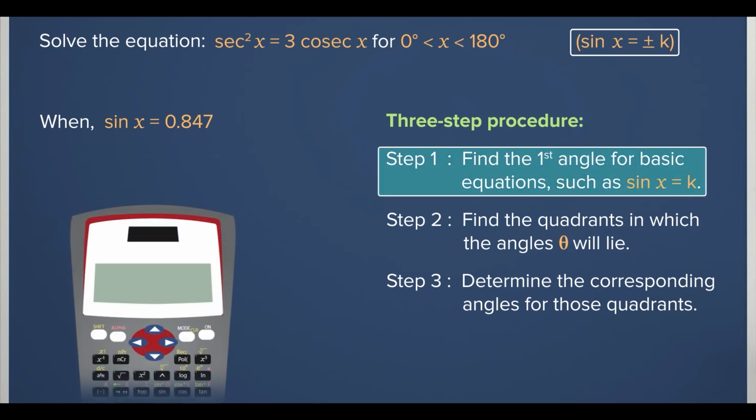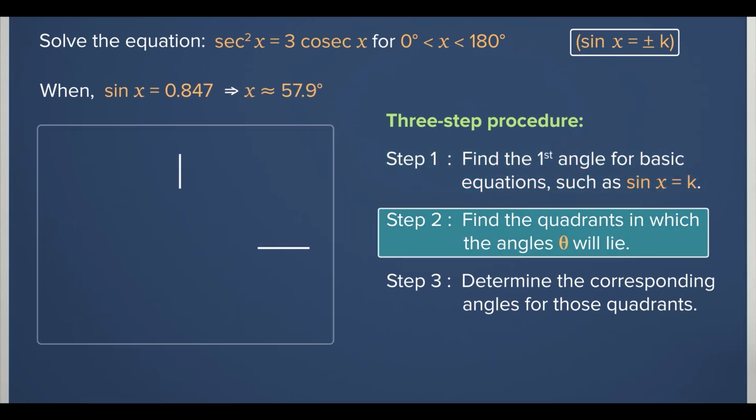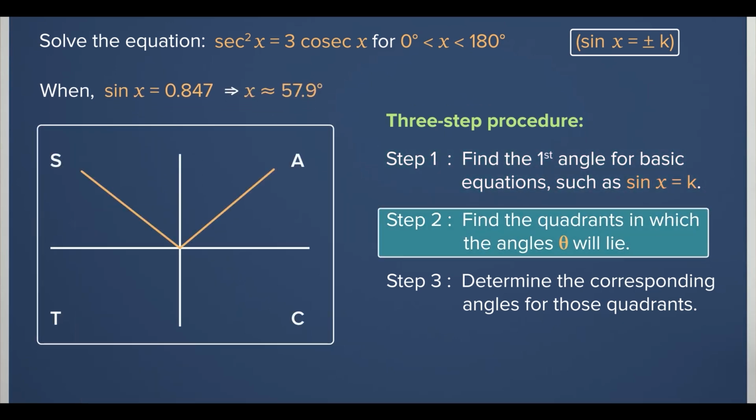Step 1. Use a calculator to get the first answer. In this case, we get arc sine 0.847 equals 57.9 degrees. Step 2. We draw out this angle in the four-quadrant diagram. Since 0.847 is positive, the sine angle will be positive in the first and the second quadrants.